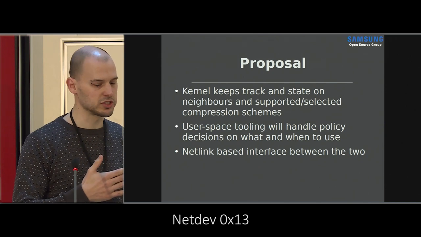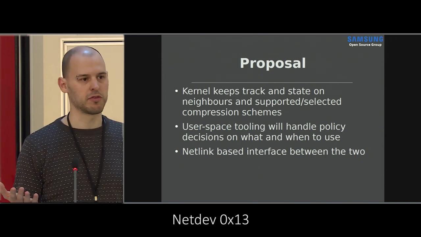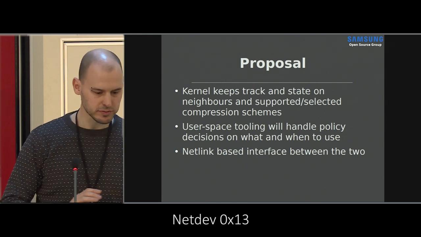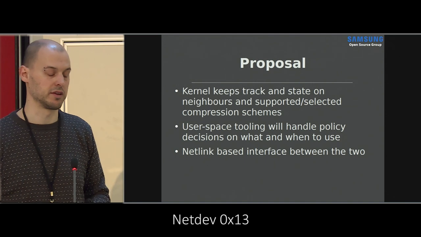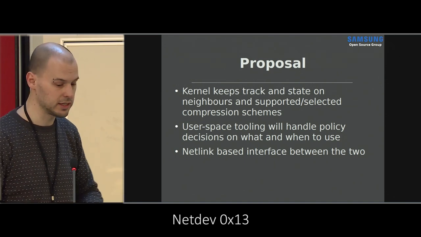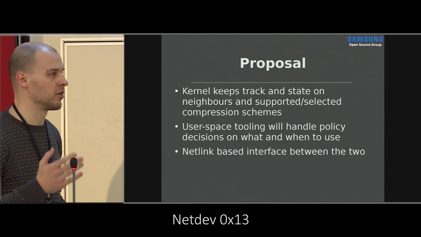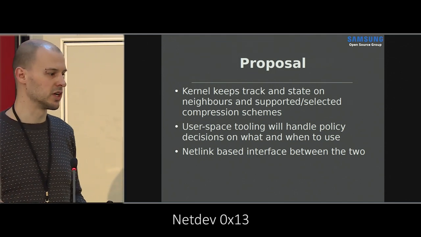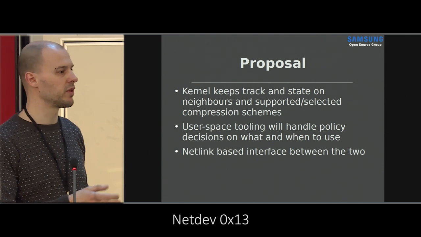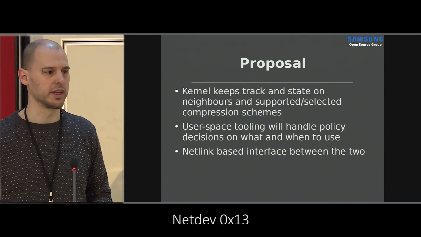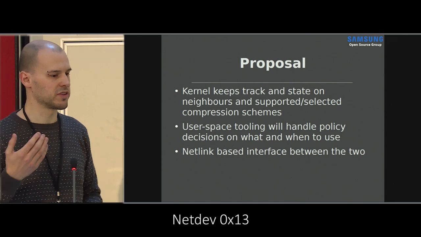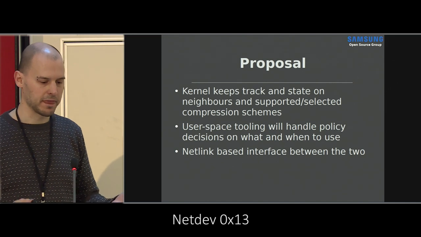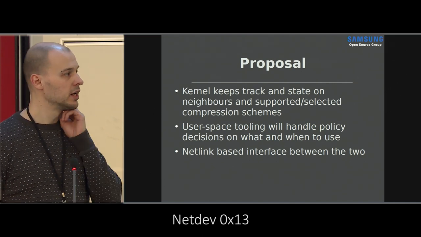So if you have different options that are available, you would have to have a way from user space saying, okay, for this node, I want to use this header compression. So you have to keep track of that in the kernel. That's at least how I see it. And user space will handle all the policy decisions on that. So you might have a one-time configuration utility that sets it for the whole network. You might have something long-running, a daemon, for example a routing daemon or something, that also wants to handle this kind of information. But that is the split I want to have there.